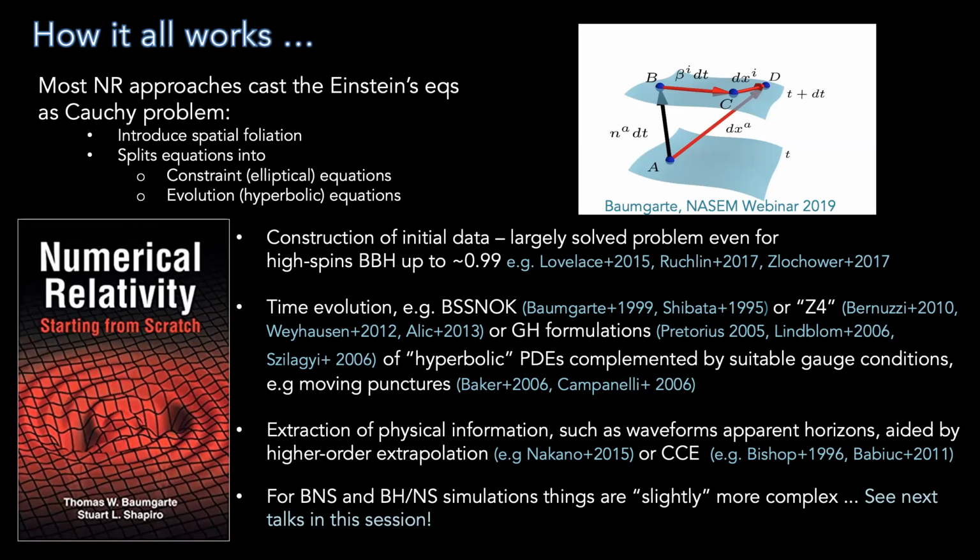There is a set of hyperbolic PDEs which are complemented by a suitable gauge condition, for example, the moving puncture. And then we do the extraction of the waveform that I mentioned before, and that's been done with either higher-order extrapolation or CCE. Binary neutron star and black hole-neutron star simulations are slightly more complex, but I hope that the next talks are going to address this question a little bit in this workshop.